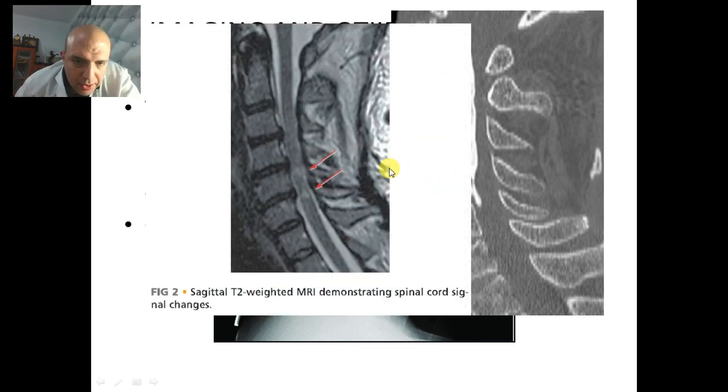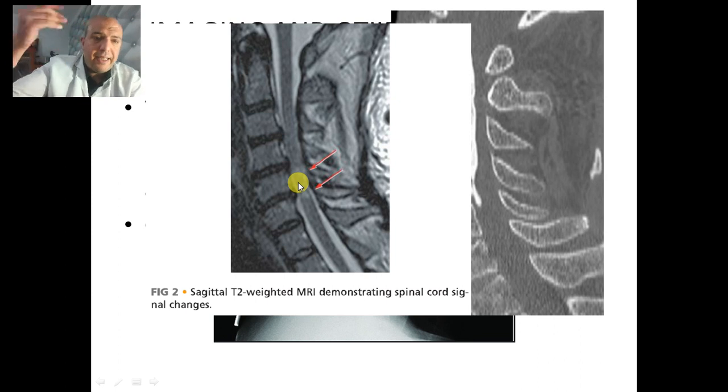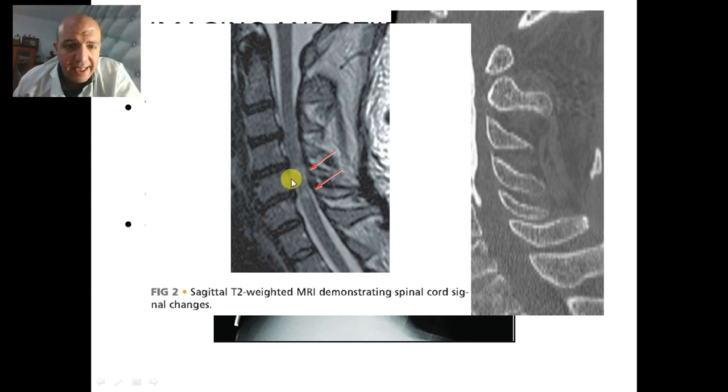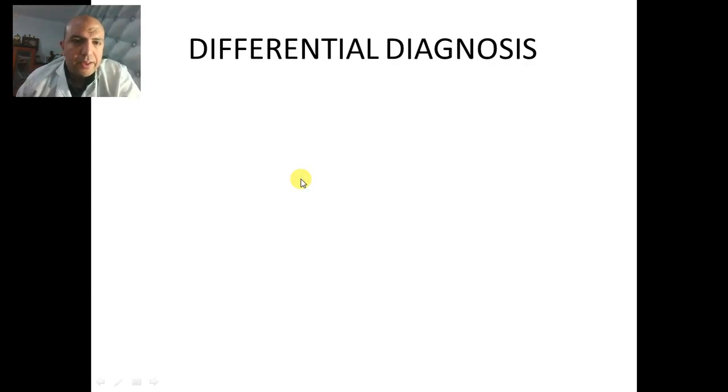This is MRI. This is what I mean. There is a signal change here and there. This is C2, 3, 4, 5. So there is signal change between C4, 5 and 5, 6 here. Plus the clinical manifestation is cervical myelopathy.